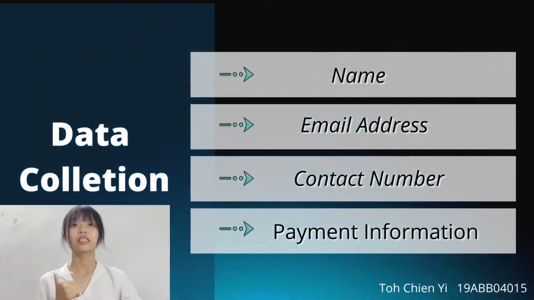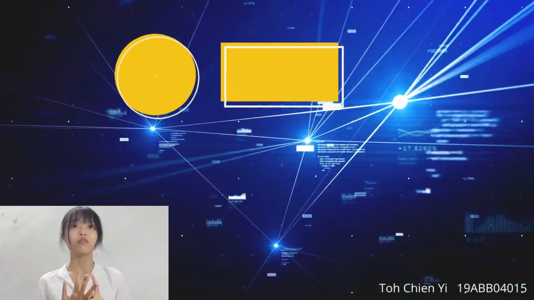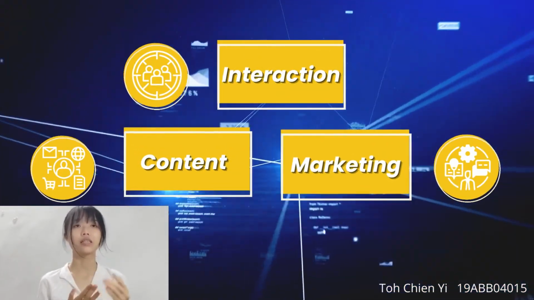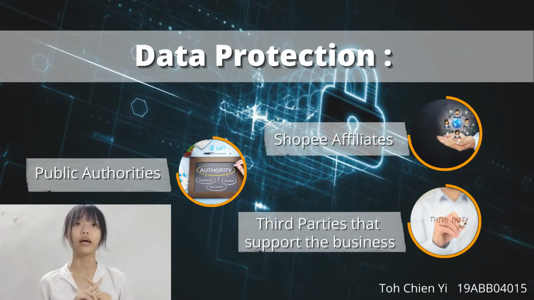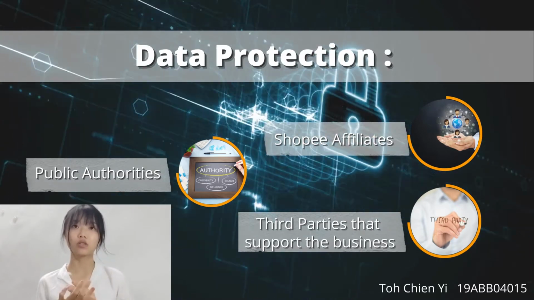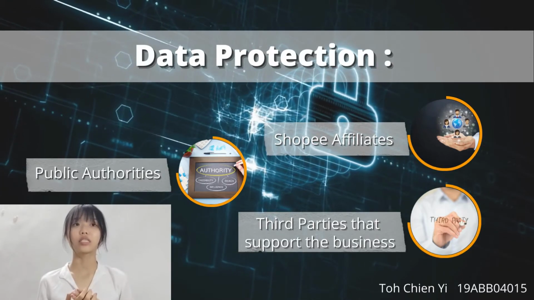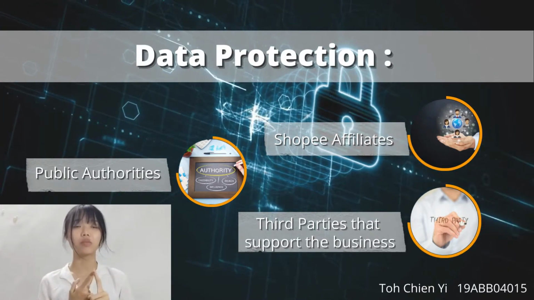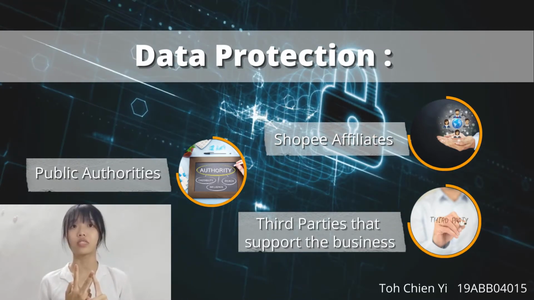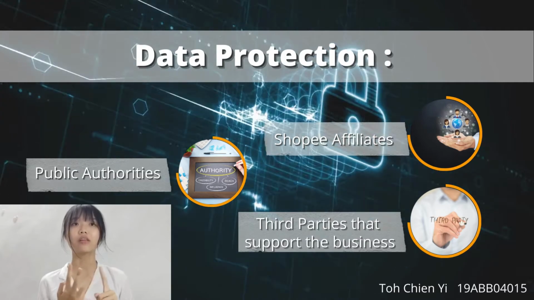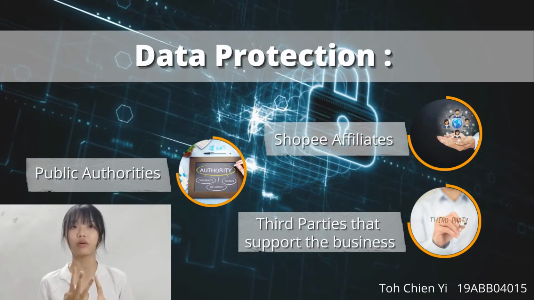The customer data such as name, email address, contact number, and payment information will be collected for the purpose of interactions, marketing, and content creation. However, there is no need to worry that the data obtained will leak, as Shopee will limit the disclosure of the customer data to others. Shopee will only disclose the customer data to Shopee affiliates and related companies, third parties that support or help administer the business and provision of services to the customer, and lastly, the relevant public agencies and authorities for the purpose of legitimate business when required.